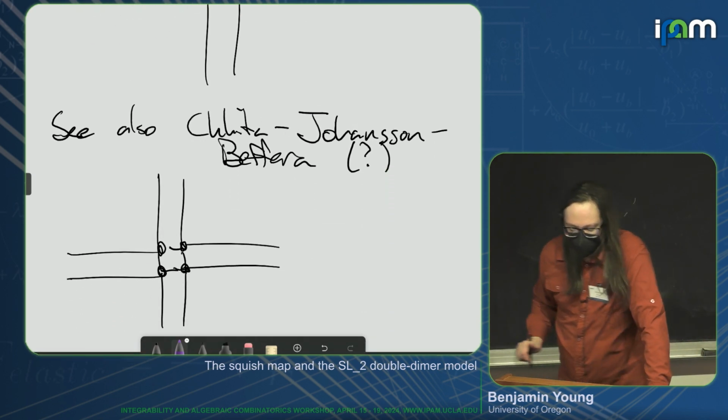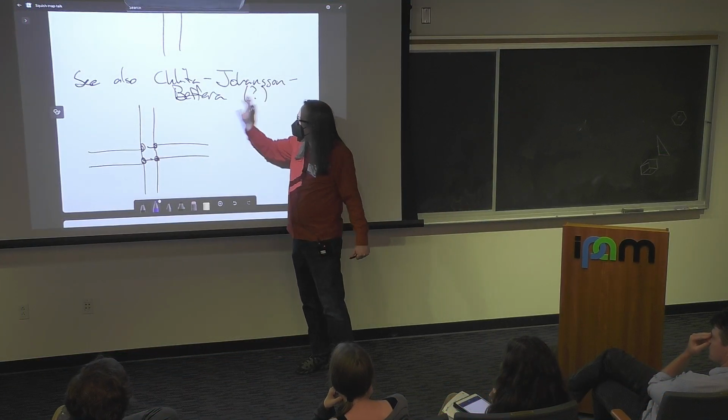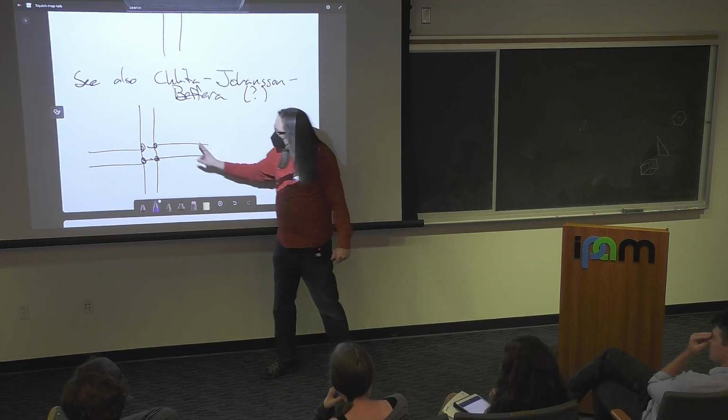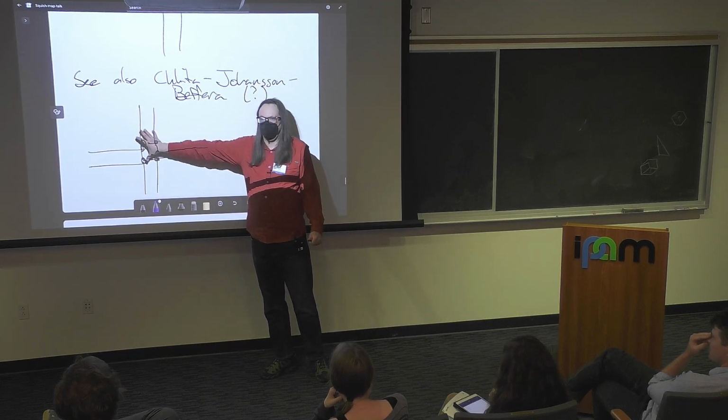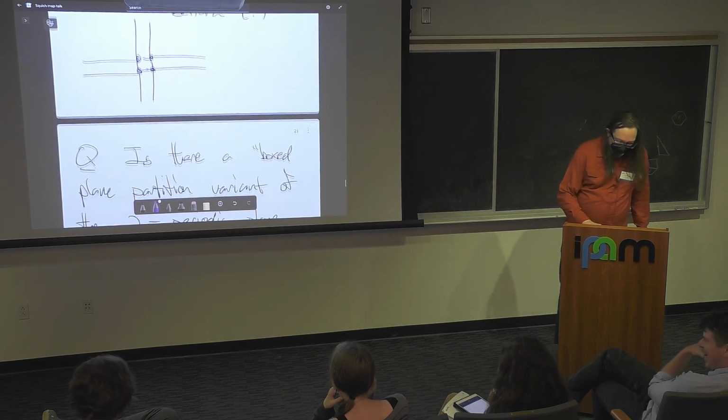See also my academic brother, Neil Cheetah, and my postdoc mentor, Kurt Johansson and Vincent Beffara. I think it's this paper where they were doing another thing that's like a squish map on the square lattice, but they put something entirely different at the vertices.